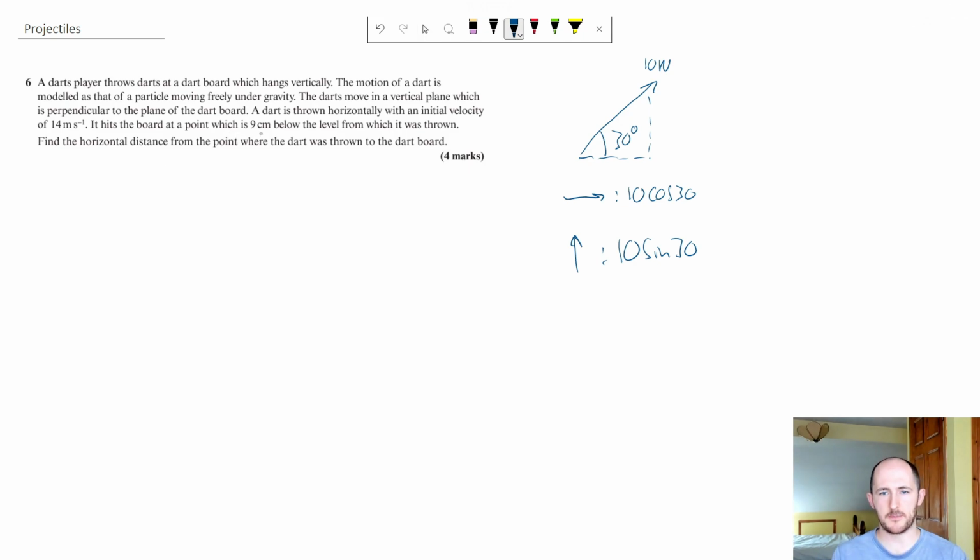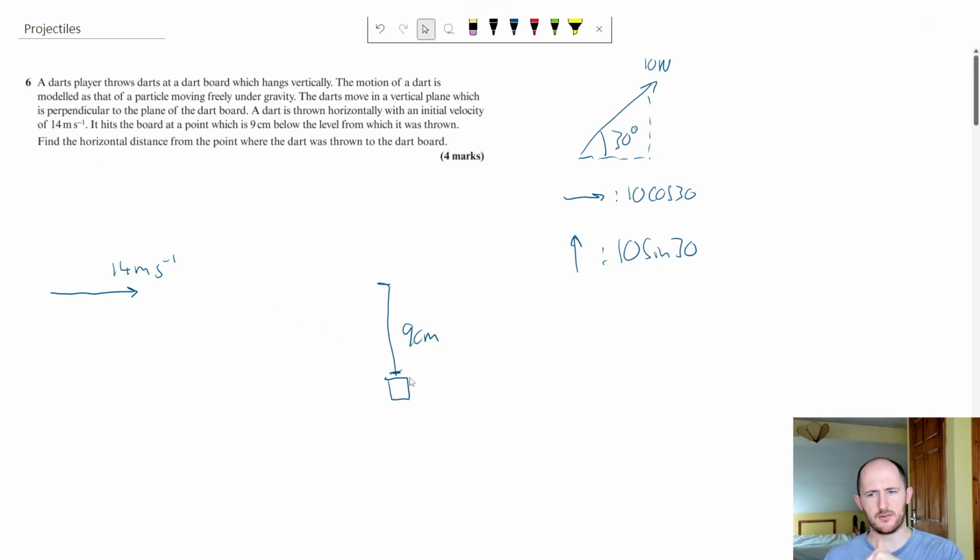So let's draw this out. It's being thrown horizontally, so straight to the right, at 14 meters per second. And then the actual board is somewhere down here, and that's 9 centimeters lower. Well, that might seem a bit weird, right? Because if it's going straight to the right, how on earth does it hit something down here? Well, don't forget that we have acceleration due to gravity going downwards.